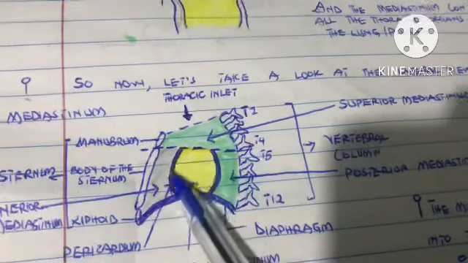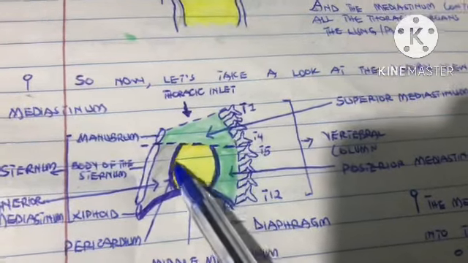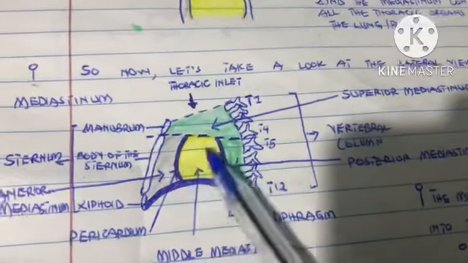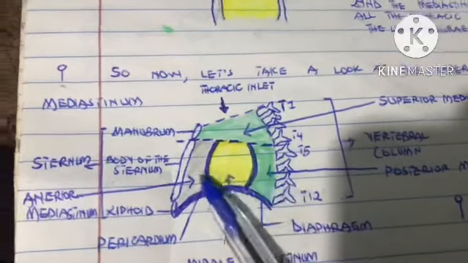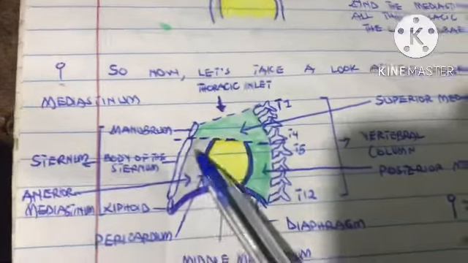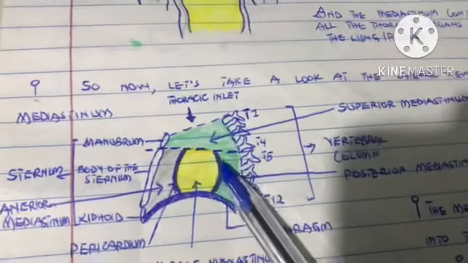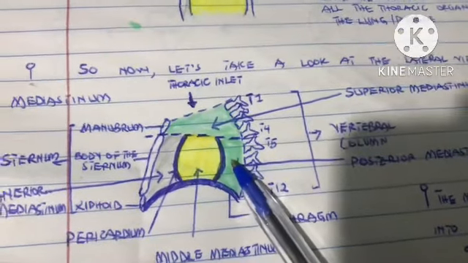So these structures are what is called the pericardium. This pericardium actually divides the inferior mediastinum into three parts. In front of the pericardium, you have the anterior mediastinum. Behind this pericardium, you have the posterior mediastinum. You understand? Now let's look at the boundaries of the various divisions.